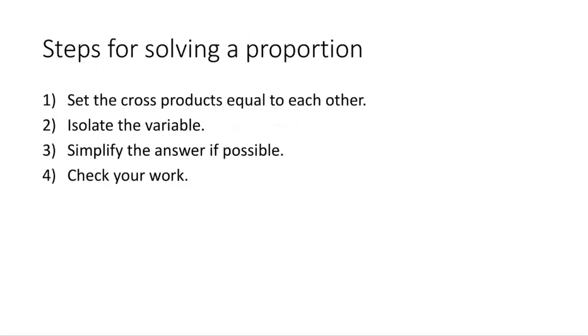So when you have a proportion, the first step is to set up the cross products equal to each other. And then isolate the variable, simplify the answer if possible, and when you have time, check your work.